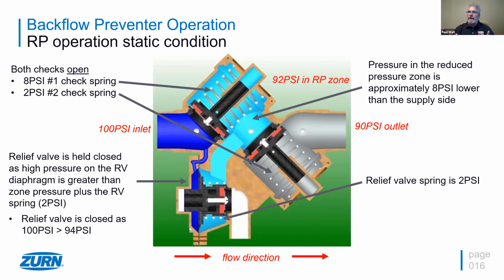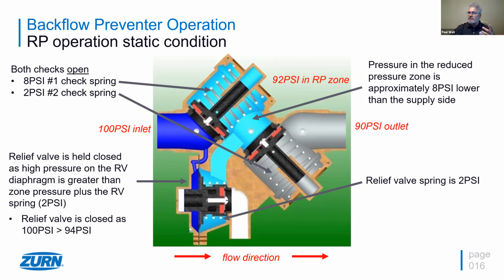So this is an RP in a static condition. It had been flowing, and now we just turn the water off and it's just sitting here. As you can see, we're using some pretty easy numbers. We have 100 PSI on the inlet, and we have an 8-pound spring in the number 1 check, so it takes 8 PSI to open that check. So the pressure drop across that check is 8 PSI, which gives us 92 PSI in this teal colored reduced pressure zone. So, 100, an 8 PSI drop, 92 in the zone.